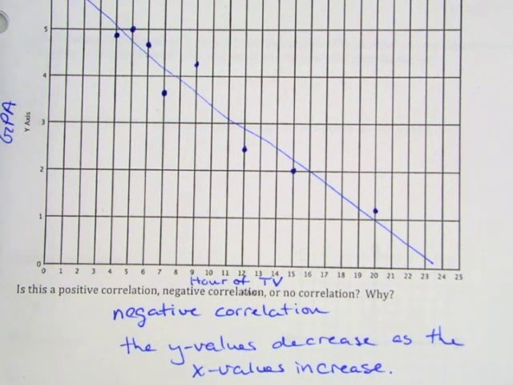All right, and that is what our extension covers, the idea of positive correlation, negative correlation, or no correlation. At this point, I want you to go ahead and take your practice 2 packet out and complete working on the rest of those practice problems that are in that packet. Thank you.